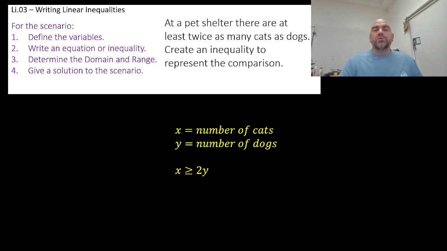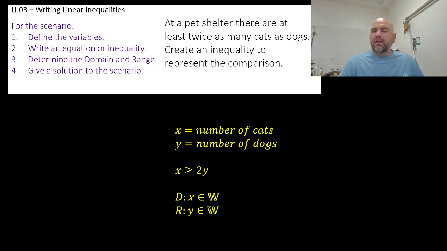All right, now domain and range. Because we're dealing with number of animals, we cannot have part of an animal. We're going to have whole numbers. We can't have a negative number of animals. So therefore, our domain is going to be whole numbers. So X is a part of the whole number system. And our range is going to be whole numbers as well, because Y is a part of the whole number system.